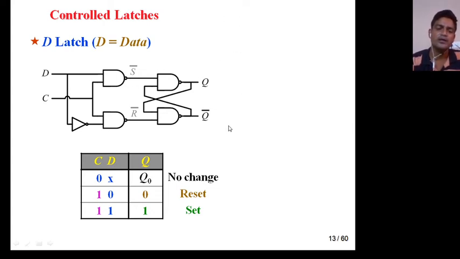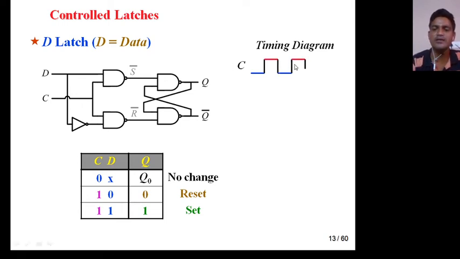D, this is your input. You have to remember, in the D flip-flop there is only one input, that will be D. S equal to D and R equal to D bar. Now we will see the timing diagram. Suppose this is your clock pulse.